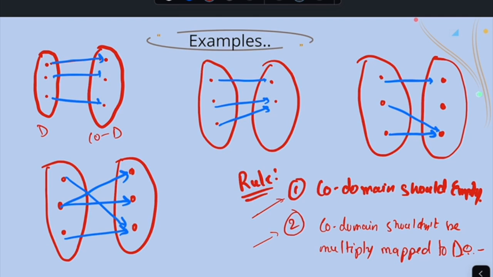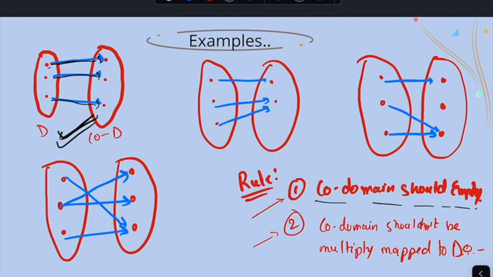If you have done the questions, let's take the answers. The first one is clearly a function because all the codomains are mapped, and none of them are multiply mapped. Second one: is codomain empty? No. So the first rule is satisfied. Second rule: is any codomain multiply mapped?